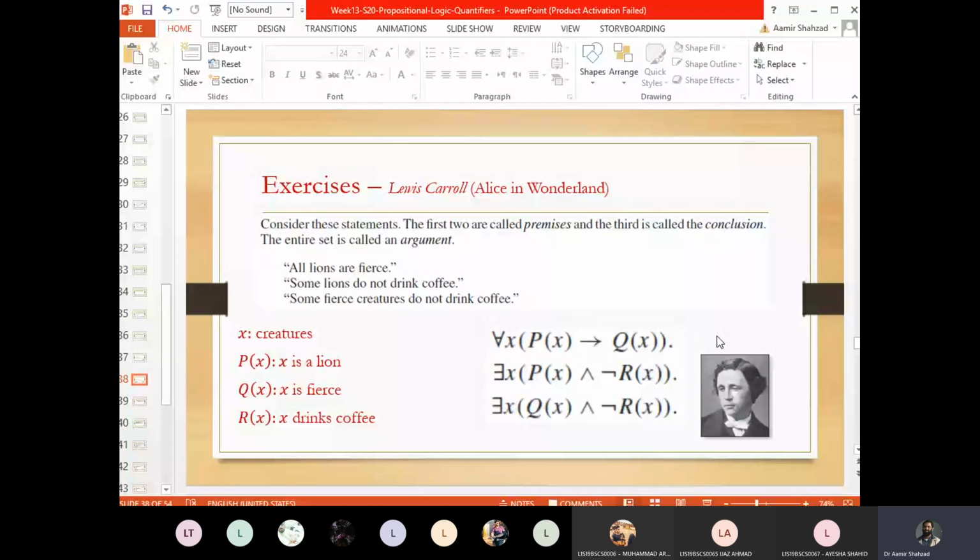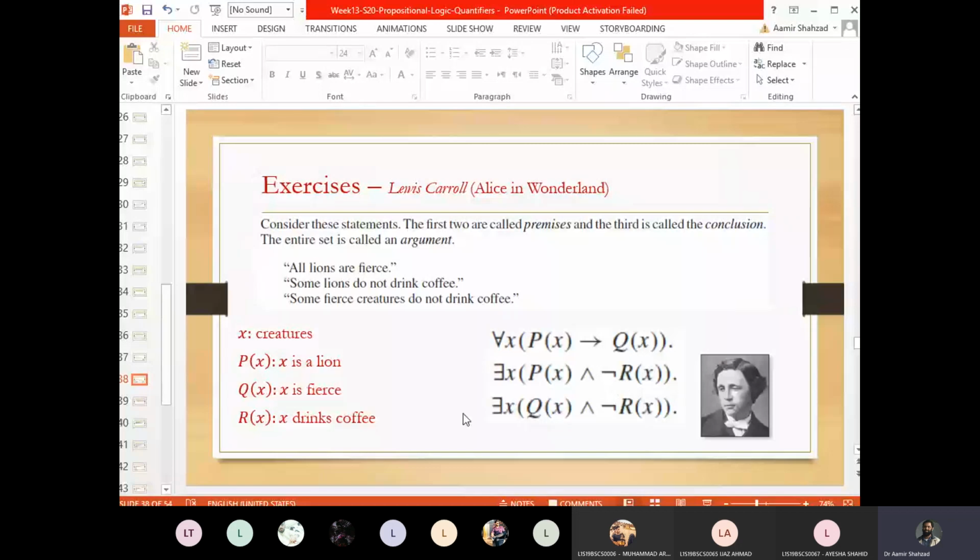Next statement is: some lions do not drink coffee. Some lions do not drink coffee. So there is "some", so the existential quantifier has come in. So there exist some lions. There exist some creatures which are lions and they do not drink coffee. So there exist some creatures. These creatures are lions and they do not drink coffee.